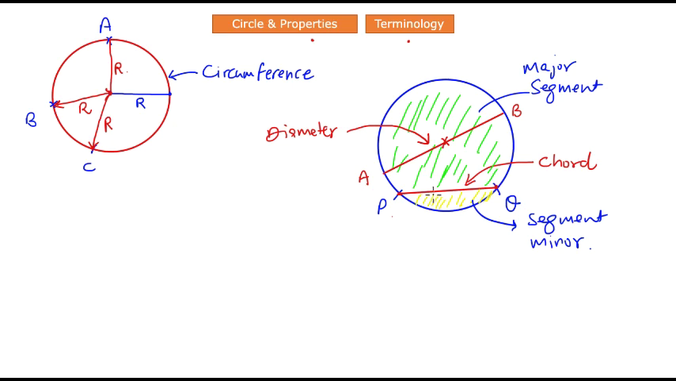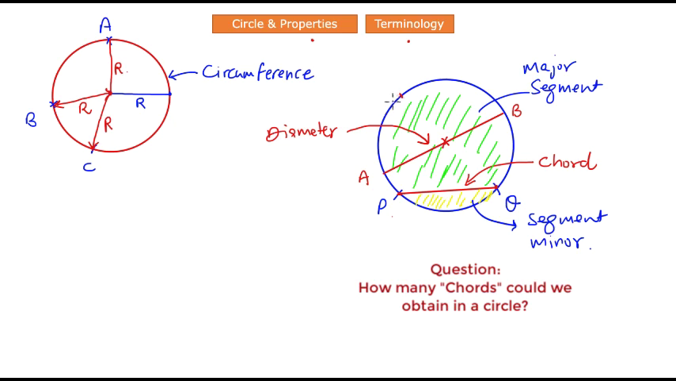My question to you is, can you tell me how many chords a circle can have? I'll give you a hint. A circle has a boundary, right? A boundary that doesn't have any beginning or any end, right? It is one continuous line that has no breaks, that has no sides. Keeping that in thought, think about how many chords a circle could have.